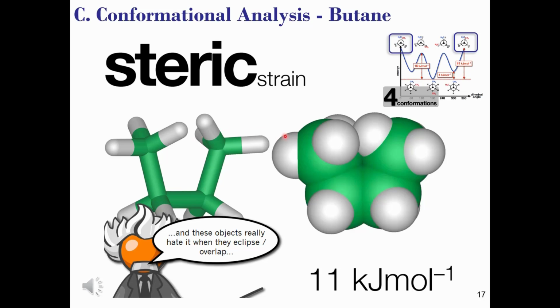So in this eclipsed conformation, so that's the 2 that are highlighted in the energy scheme, we see that this attributes an additional 11 kilojoules per mole of energy out of the 19 kilojoules per mole. So let's have a look on the next slide to see where the other forms of strain are occurring.